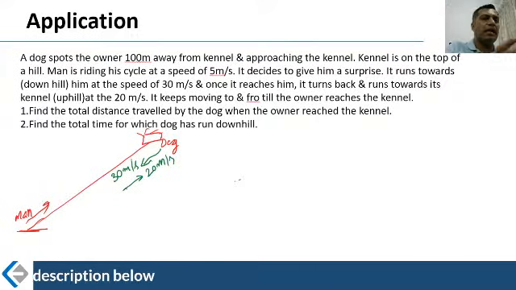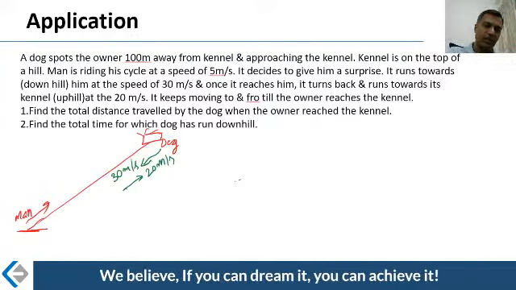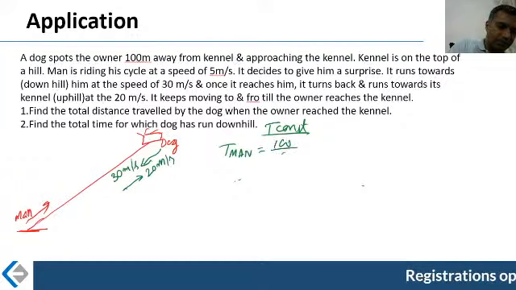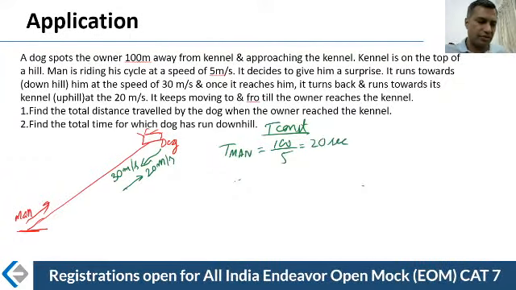Now there is a third parameter I'm trying to bring in here. Look at this. One, the time is constant. Let's find out the time taken by the man. We found that the time is constant, and therefore, what is the time taken by the man to complete this journey? It's 100 divided by 5, which is 20 seconds. Therefore, the dog was also active for 20 seconds.